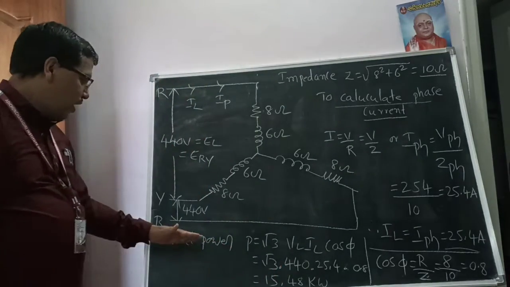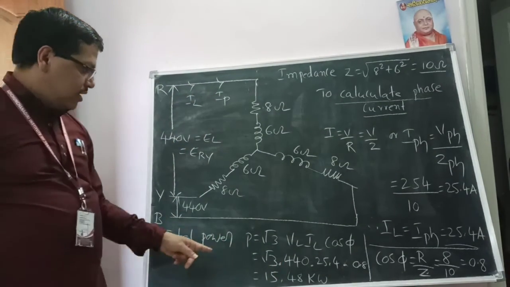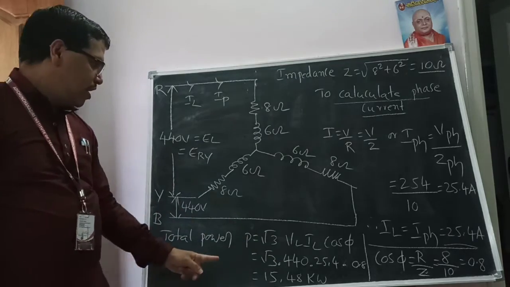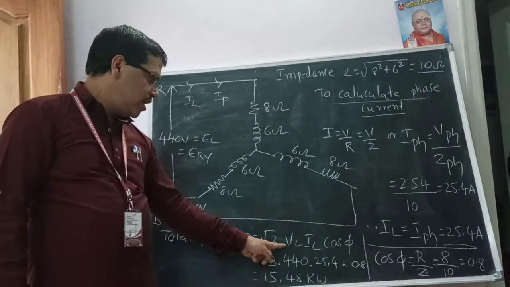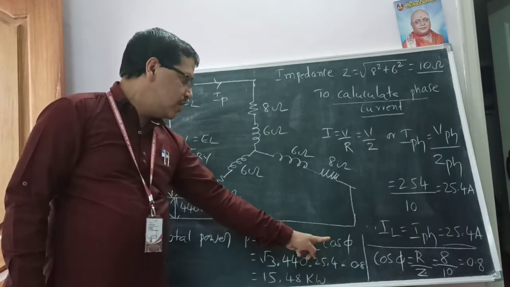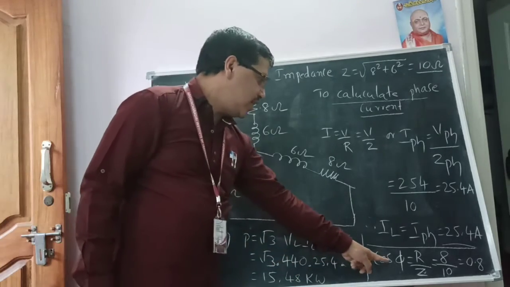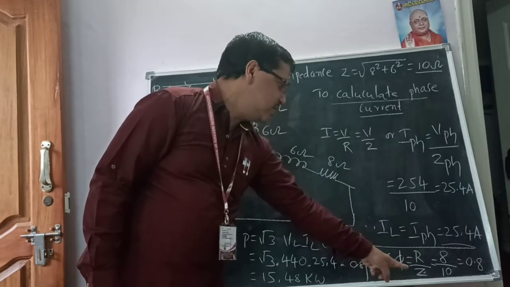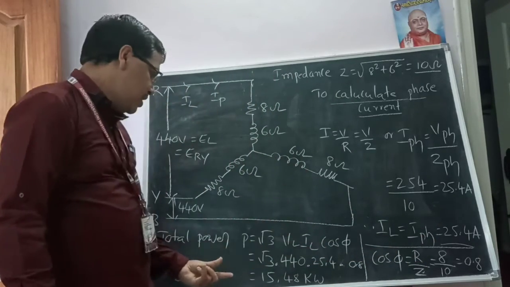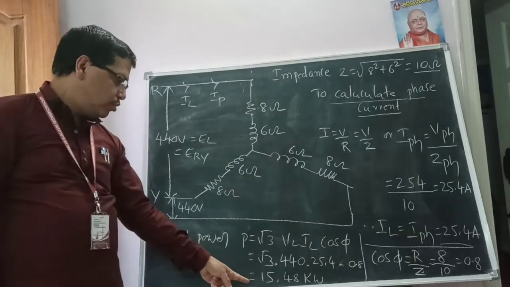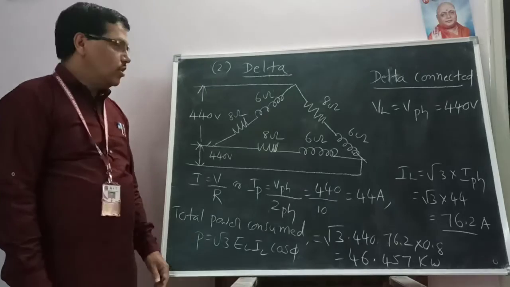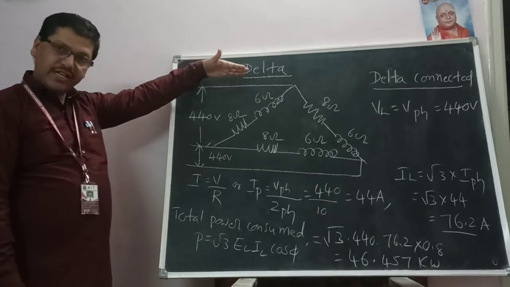Also, we need to calculate the total power. The equation we already know: root 3 VL IL cos phi. Root 3 as it is, VL is 440, IL we just calculated 25.4, cos phi is 0.8. Cos phi is R by Z, R value is 8, Z value is 10, answer is 0.8, so we substitute 0.8 here. So total power P is equal to 15.48 kilowatts.